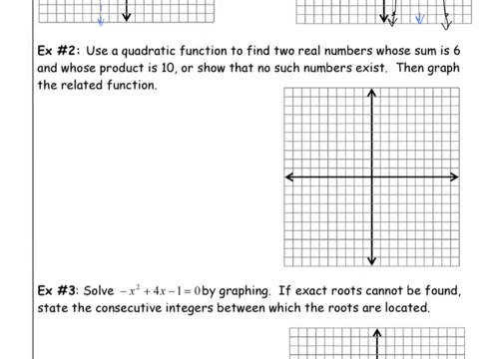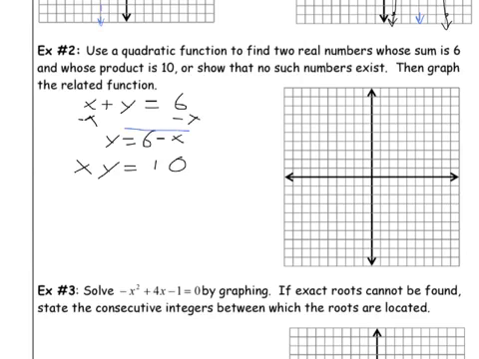Well, let's think about this. Let's say two numbers whose sum is 6. Let's do x and y. x plus y equals 6. And let's just solve that for y. Subtract x, subtract x. So we get y equals 6 minus x. And then we need the same two numbers whose product is 10. So we need x times y equals 10. Well, we can take this equation and just plug it in for y. And that would give us x times 6 minus x equals 10.